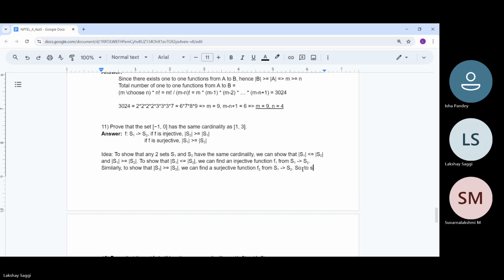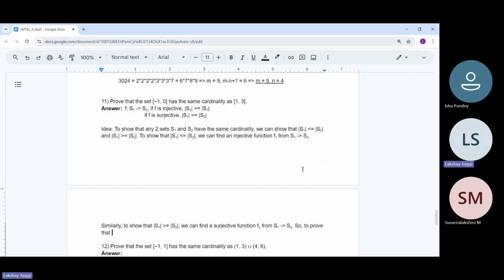So to prove that the cardinality of S1 is actually equal to the cardinality of S2, we just need to find appropriate functions f1 and f2.